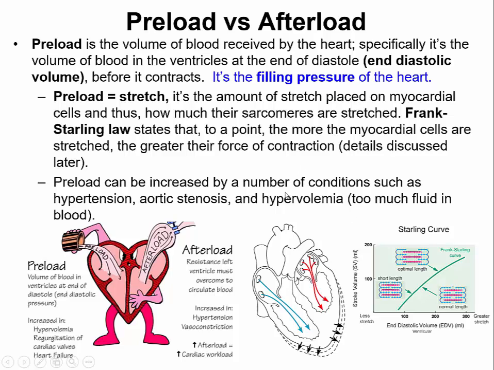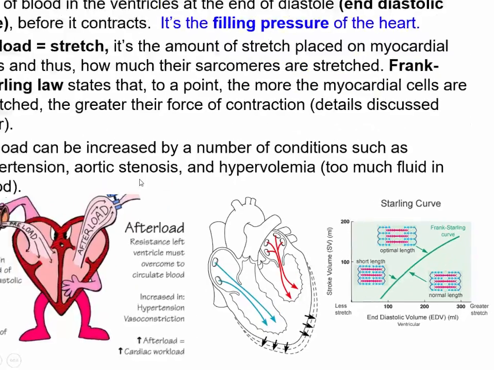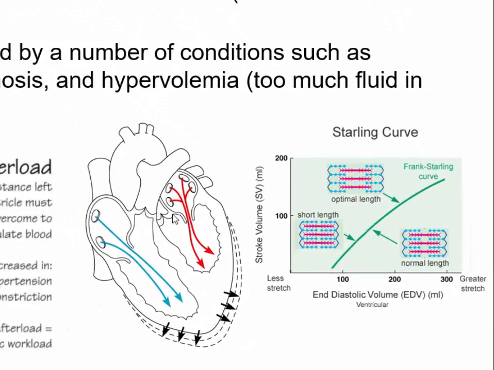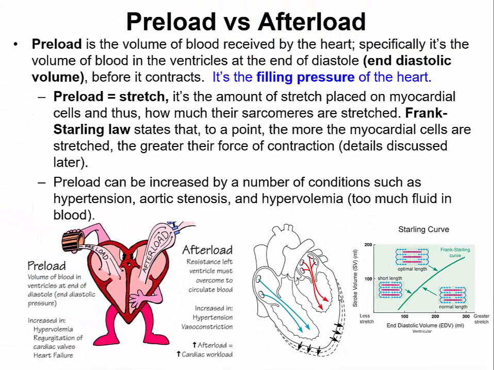So preload can be increased by a number of conditions, such as hypertension, aortic stenosis, and hypervolemia. All of these can cause more blood to be in the heart, especially hypertension and aortic stenosis. Aortic stenosis is when this aortic semilunar valve right here becomes stenosed, and so it becomes more difficult to push blood out of this left ventricle. Well, if you can't get the blood out, or as much out, due to hypertension and aortic stenosis, more blood's going to remain in there, causing more of a stretch, which is going to cause the heart to have to work harder to push it out. It will have a greater preload.